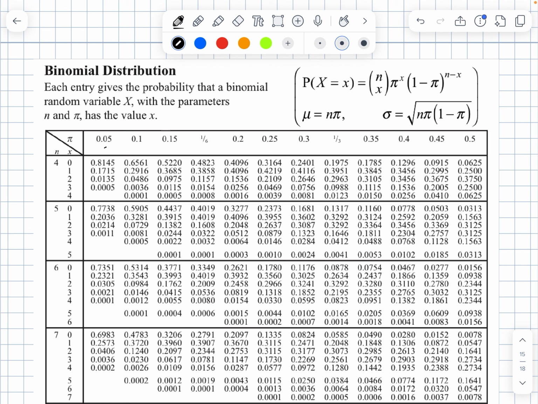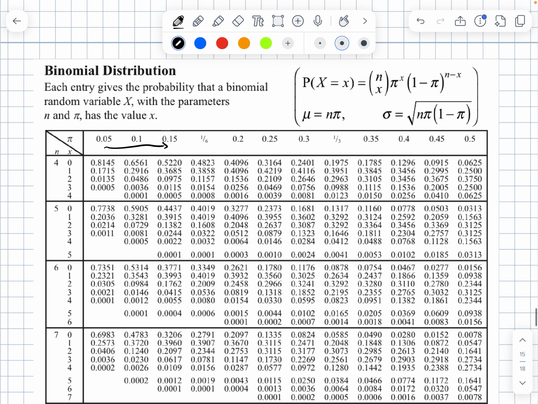What we can see is that we have our probabilities along the top row, and so you're going to look for whatever probability is in your question. You can see it's limited to only up to 0.5, so if your probability is above that or not in this table, you can't use the table.